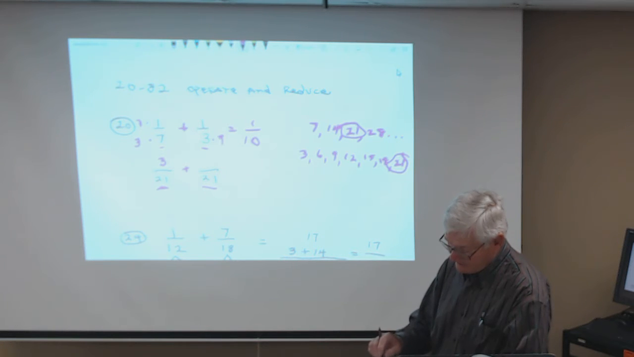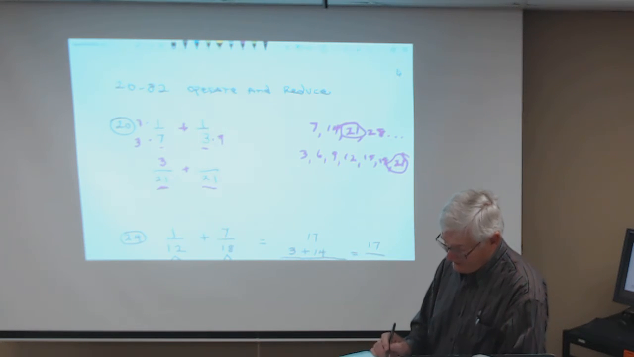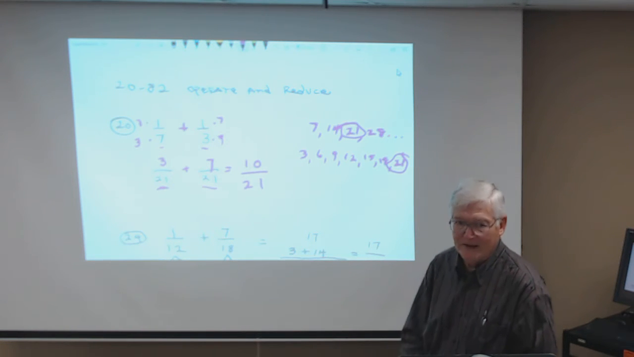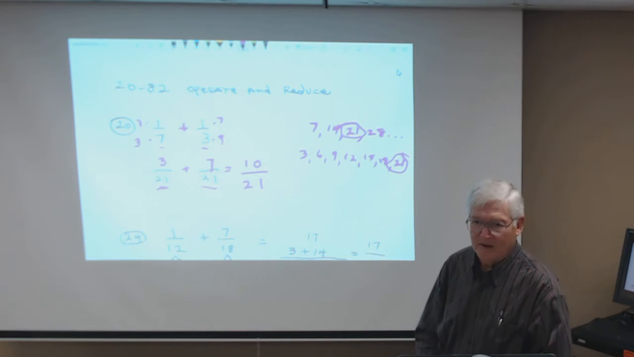Plus, what do I take times 3 to get 21? 7. Oh, this is wrong. Let's get this off of here. We can't do that. Times 7. So that's 7 over 21. When I add those together, I get 10 over 21. See why people don't like fractions? It's just a lot of work.